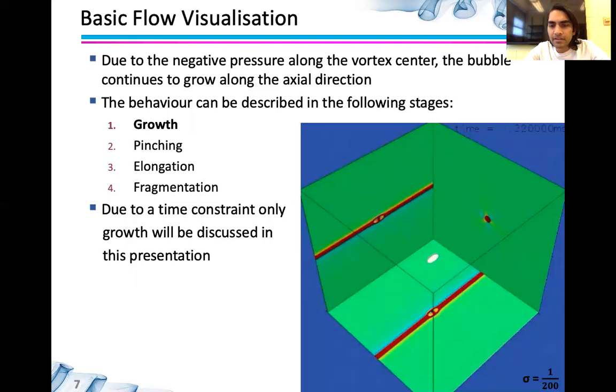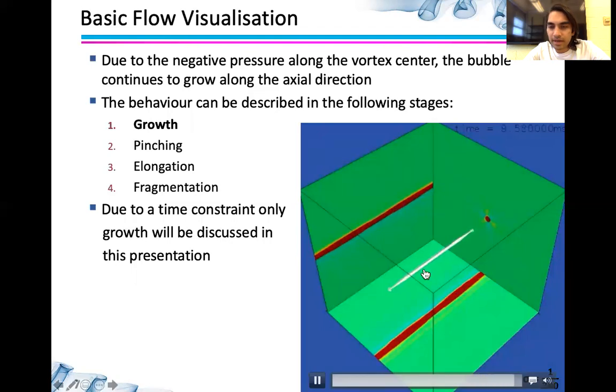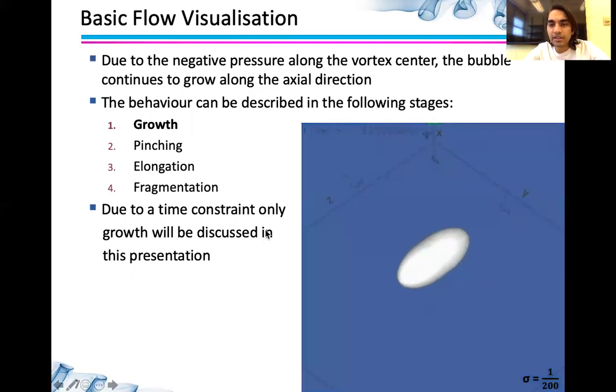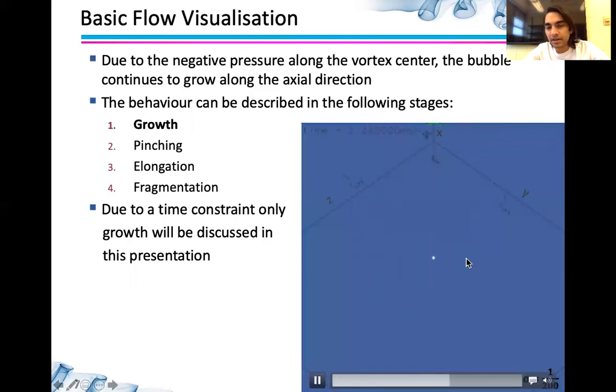The bubble dynamics can be divided into 4 different stages: initially the growth, then pinching from the radial direction, which leads to elongation, and finally fragmentation towards the end. However, due to the time constraint, only the growth of the bubble will be analyzed, and the growth of a single bubble can be seen here.